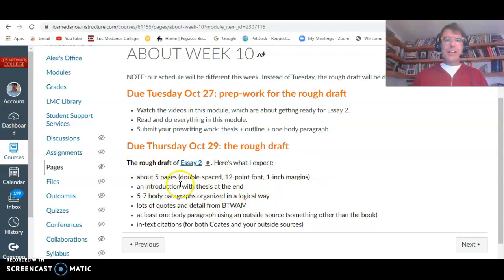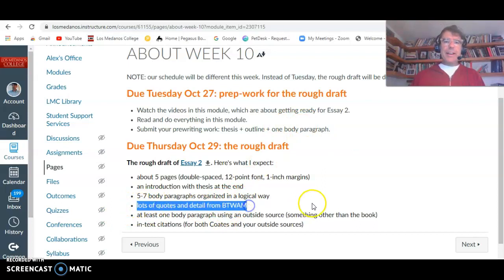About 5 pages. Double-spaced, 12-point font, 1-inch margins, an introduction paragraph with your thesis at the end, probably 5 to 7 body paragraphs organized in a logical way. And one reminder about body paragraphs from Essay 1 is that it's important to learn that each body paragraph is only one specific point. Often people have body paragraphs where your topic is too broad. You need to cut the cake into thin slices.